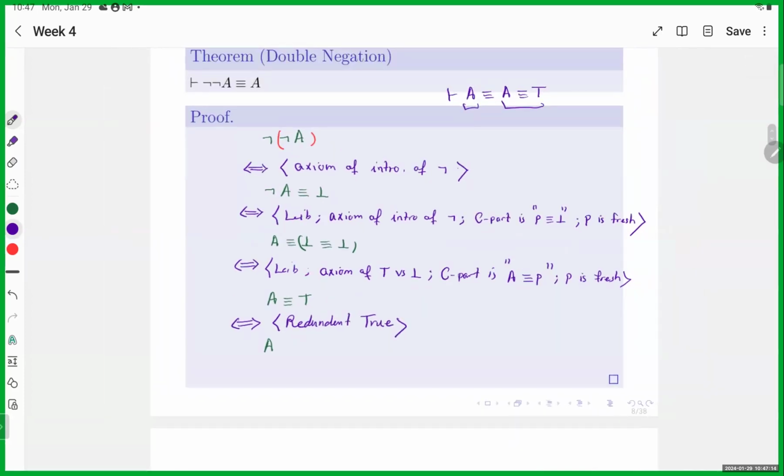Now the first formula is equivalent to the last one. So negation of A is equivalent to A. Any questions?